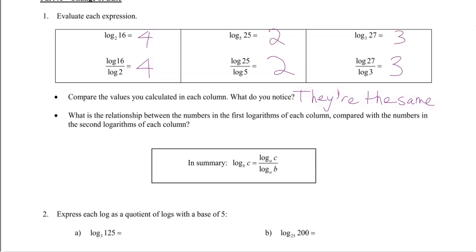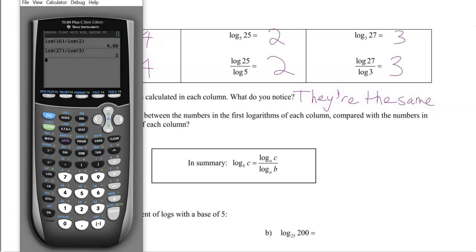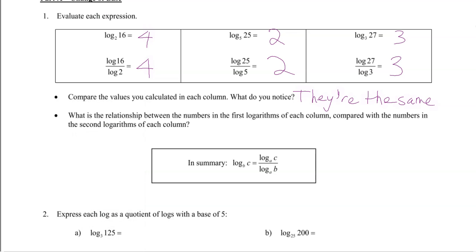Why would we change to a base 10 log? Or not base e? Like what would happen if we had said ln 27 divided by ln 3? What do you think is going to happen? Still going to get 3. So it doesn't matter what base you change to. Normally we change to base 10 because that's what our calculator does. That's what the log key does.